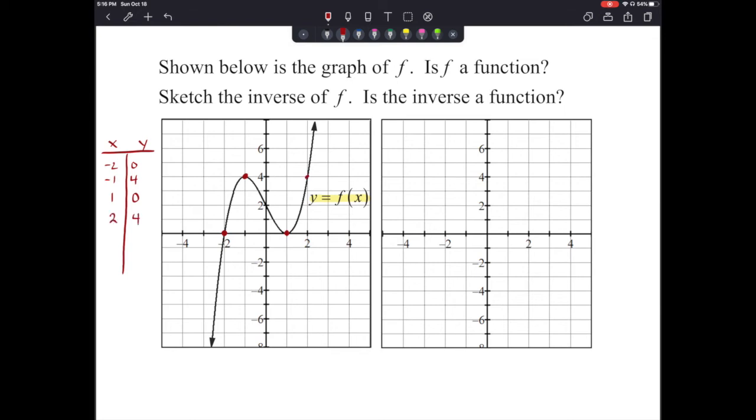All right, so remember, if our function is changing to its inverse, that means each of the x's and y's will end up switching places. All of our coordinates will flip-flop. We've got 0, -2, 4, -1, 0, 1, and then 4, 2. Let's plot those new points on our graph to see what it looks like.